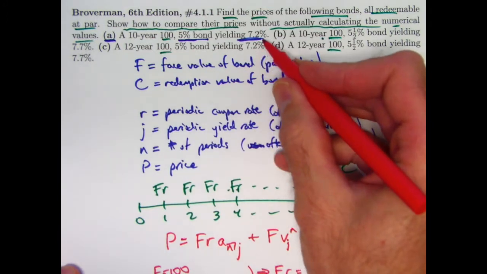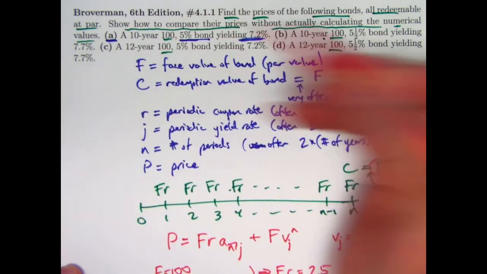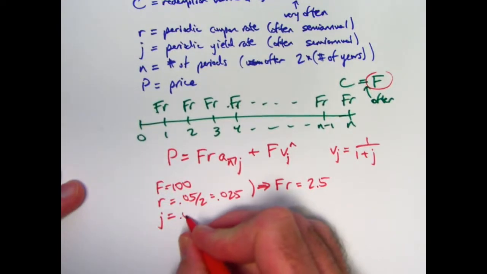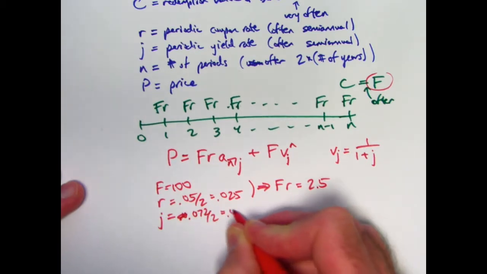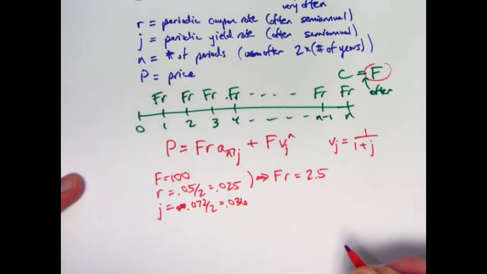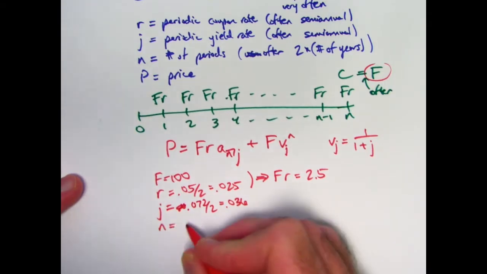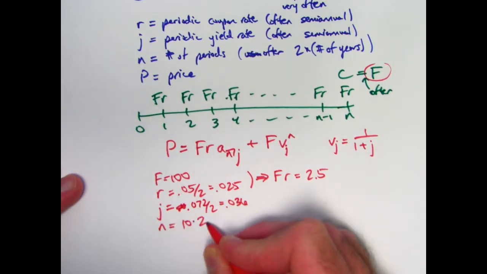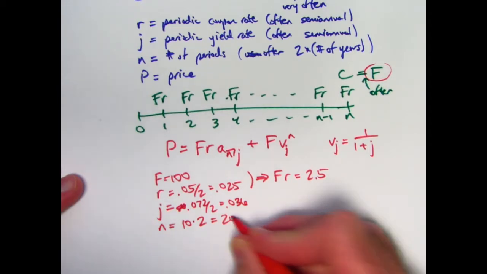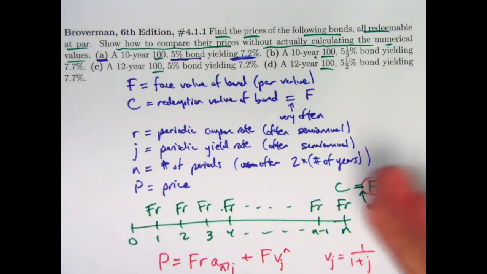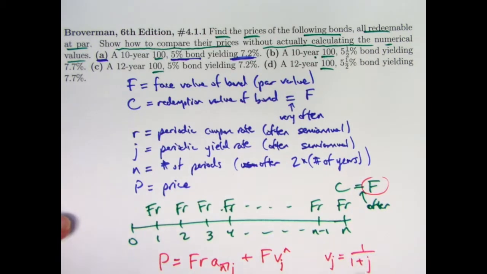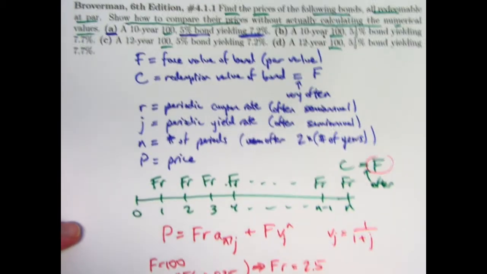What's J? The yield rate for A and C is 7.2 divided by 2. It's 3.6%. For parts B and D, it's 7.7 divided by 2. 0.072 divided by 2 is 0.036. That's what J is. N is the number of periods. It's a 10-year bond. The assumption is it's semi-annual payments, so N is 20. Okay, if it doesn't say semi-annual, that's the going assumption, since so many bonds have semi-annual coupons.